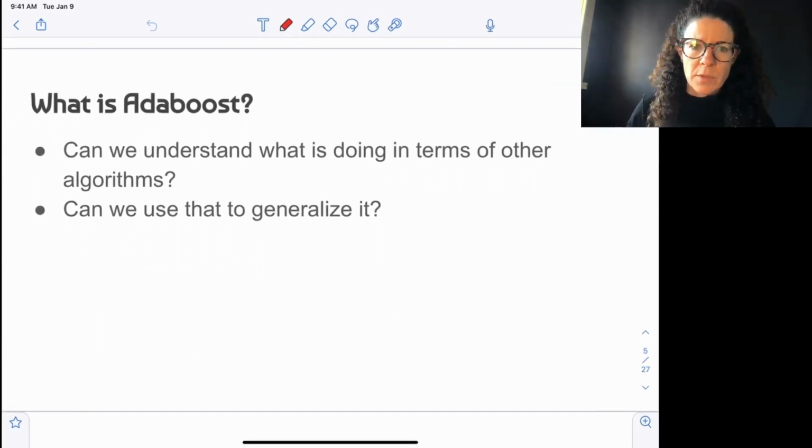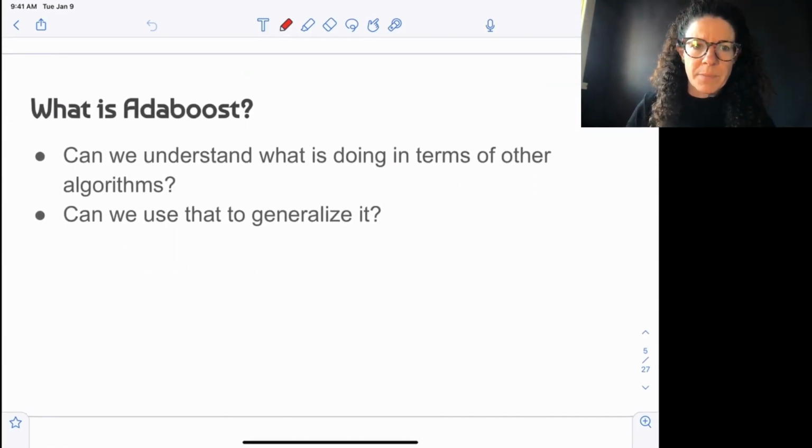So what is AdaBoost? And can we understand AdaBoost in terms of other algorithms? Can we generalize it to other loss functions? Those are the questions that we're going to try to talk about today.